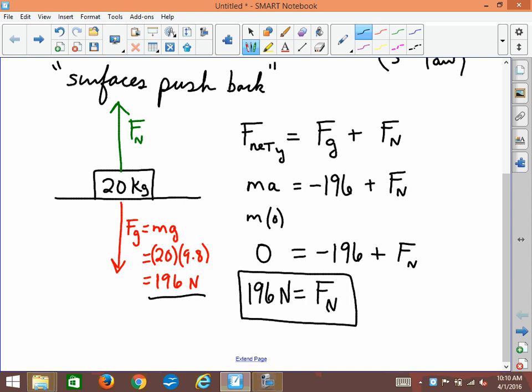Now again, you could look at the picture and tell just by looking that if there's 196 down, the normal must be 196 up. But I want to practice this method for when things get more complicated. All right, so that's the normal force. We say that if gravity is trying to pull the block down through the ground, then the ground is pushing back with a force equal to the gravity.